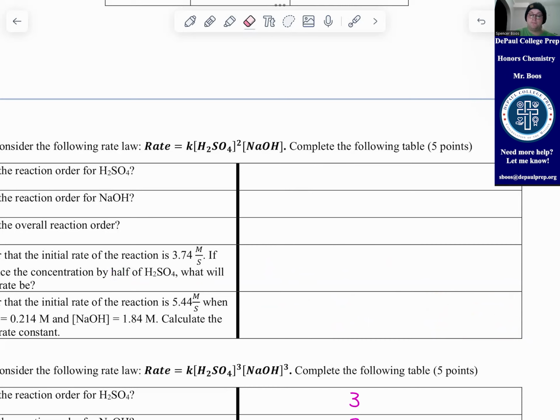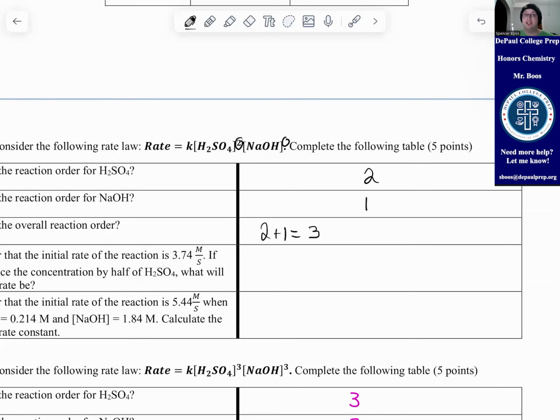So to tackle this format of question, the first step is to determine the rate orders, which of course are here and here on your equations. So reaction order for SO2 is of course 2, and when there's nothing there, it is implied there's a 1. The overall reaction order is just all of the orders combined, so it'd be an overall reaction order of 3.